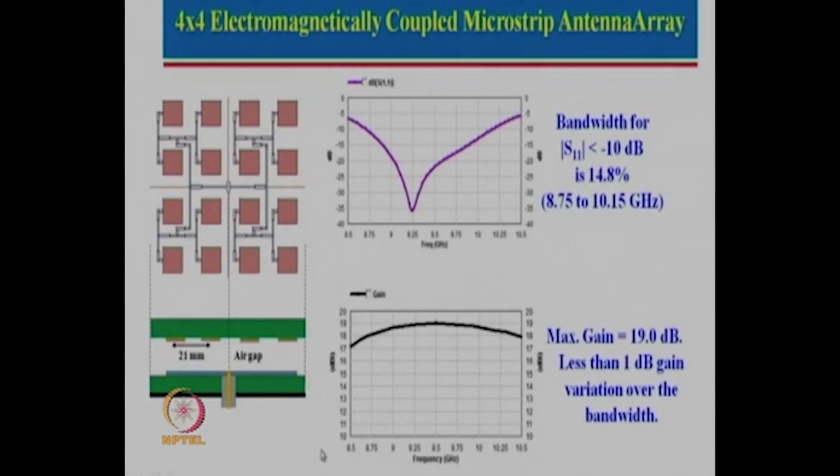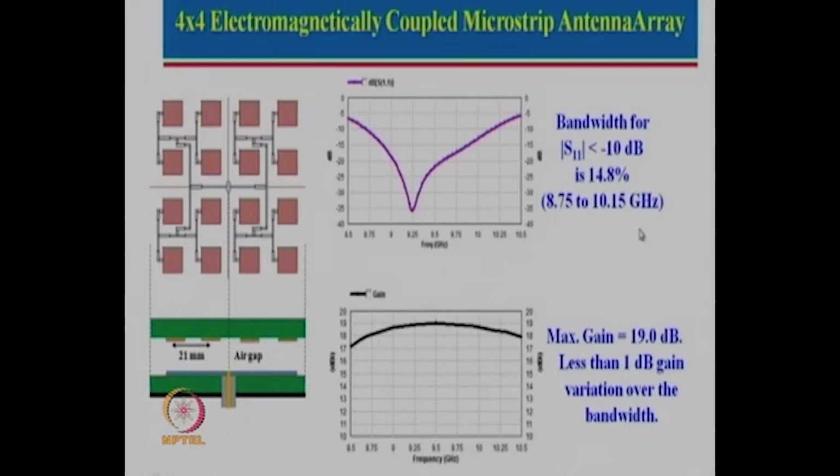And also the next important thing is that this 4 by 4 array gives us a gain of about 19 dB maximum, and notice that the gain is fairly flat over the desired bandwidth. In fact, there is a less than 1 dB gain variation over the desired bandwidth of 8.7 to 10.15 gigahertz.